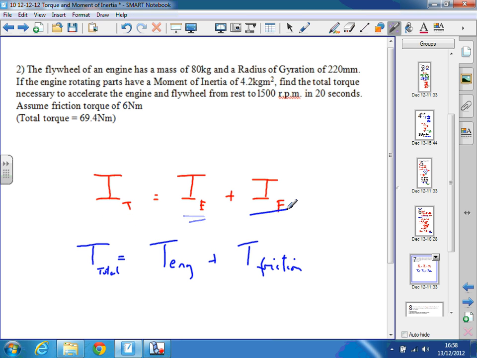And then, to get the total torque, you need to take into account that there's also friction involved. What torque is required to overcome friction? 6 newton meters. So to get the total torque, we need to find the torque necessary to accelerate the engine, which you calculate using the formula torque equals I alpha. Once you've got that, you add this extra friction torque of 6 newton meters to get the total torque at the end. Okay, so now have a go: write down what you know, put the values in and calculate it.